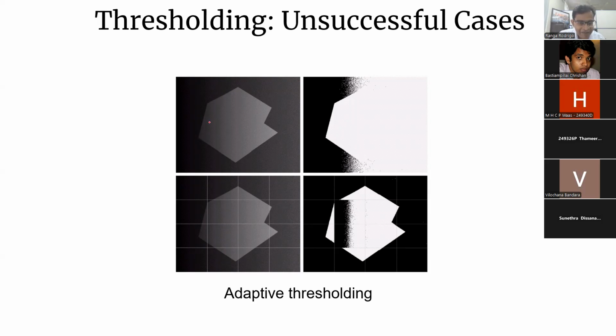For example, if you have shading here, you can see there's a gradient or something like shading. Then if you apply a threshold, parts of the background come out as an object. That is the problem. So then you can say, okay, let's divide it into small rectangles and apply thresholds. But for some rectangles, parts of the background have become the object. So this is a problem.